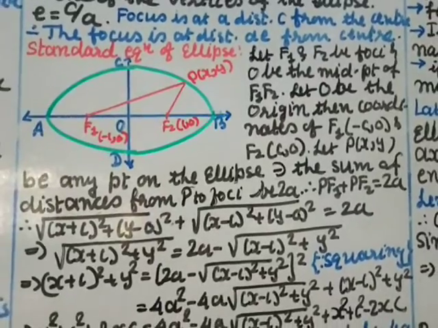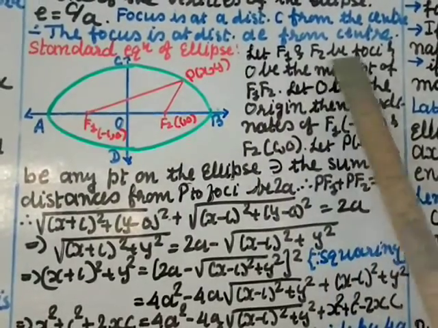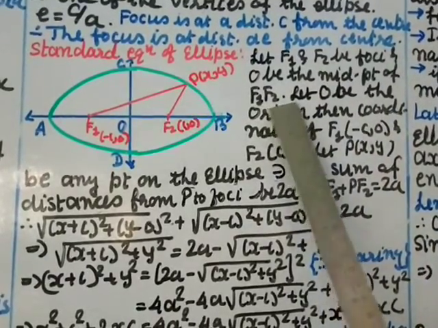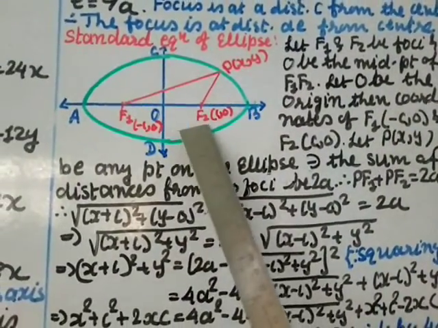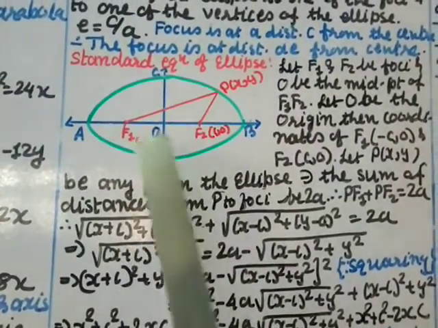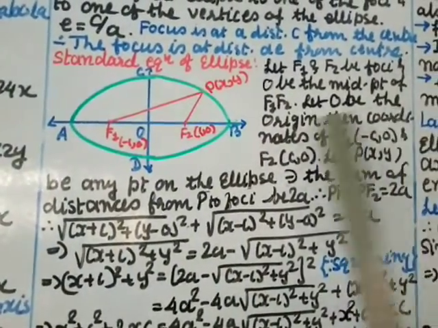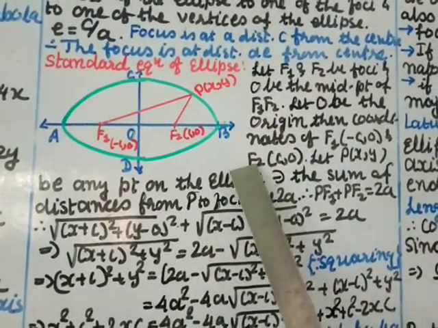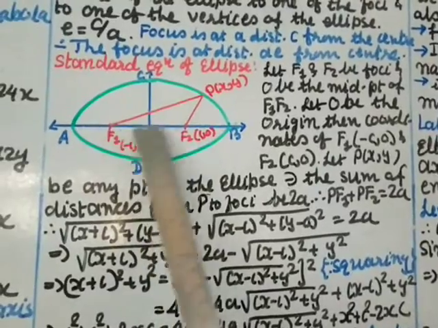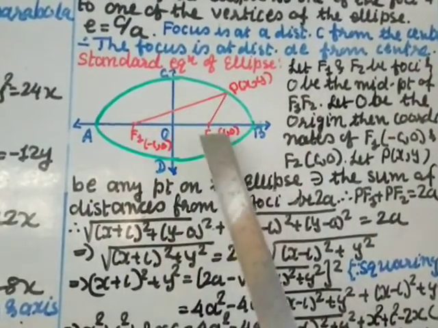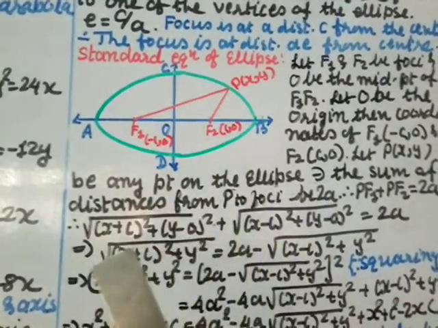Standard equation of ellipse. Let F1 and F2 be foci and O be the midpoint of F1, F2. So F1 (minus C, 0) and F2 (C, 0) are the foci and O is the midpoint. Let O be the origin, then the coordinates are F1 (minus C, 0) and F2 (C, 0). We already know that from here to here the distance is C and from here to here is C, and O is the midpoint.